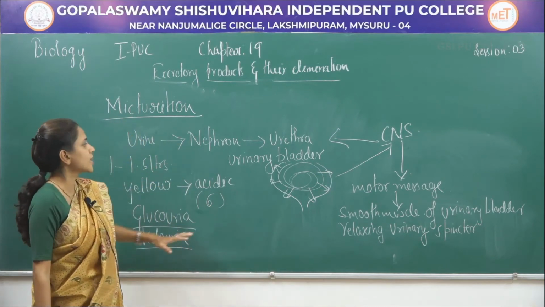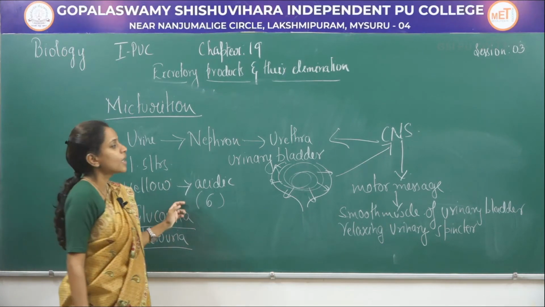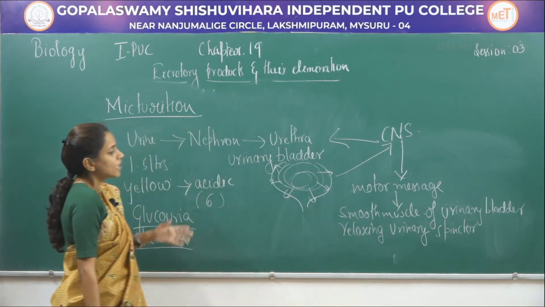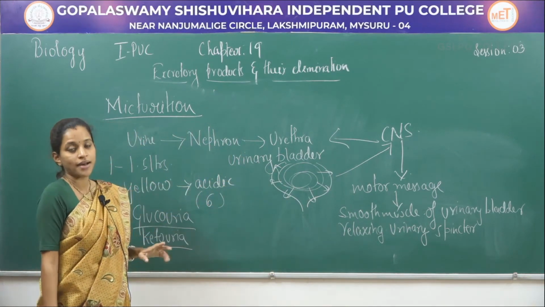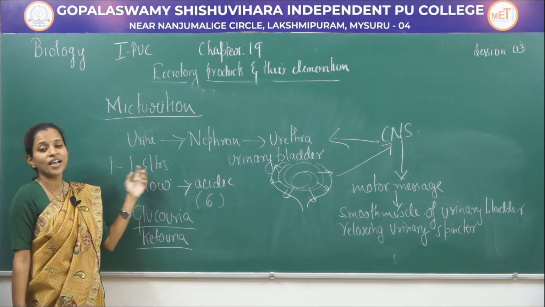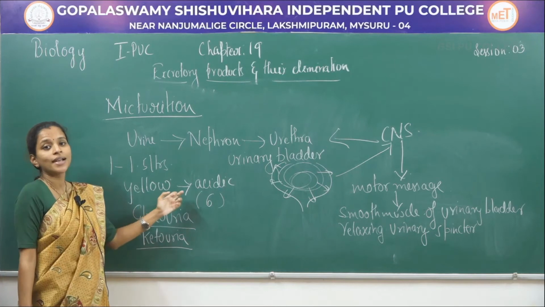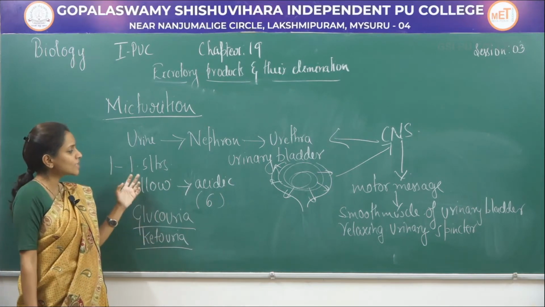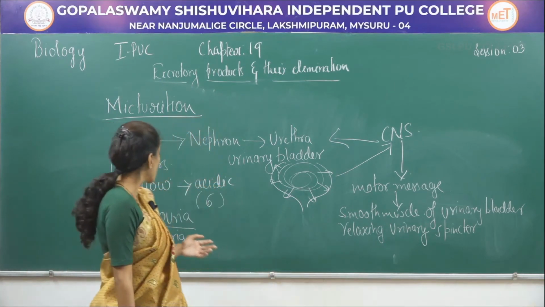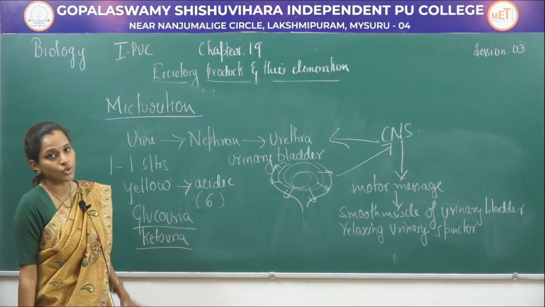So, that is about micturition, where urine is formed and the urge of removing it is produced due to the signals sent from the central nervous system, with contraction of smooth muscles of the urinary bladder and relaxation of the urinary sphincter, leading it to release 1 to 1.5 liters of urine in an adult per day, which is yellow in color and acidic by nature. Urine can also be used to identify some metabolic disorders like glucose in the urine called glucosuria or ketone bodies in the urine called ketonuria.